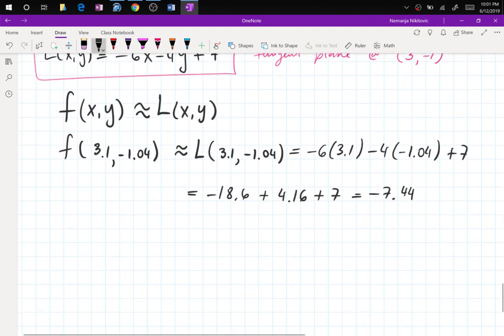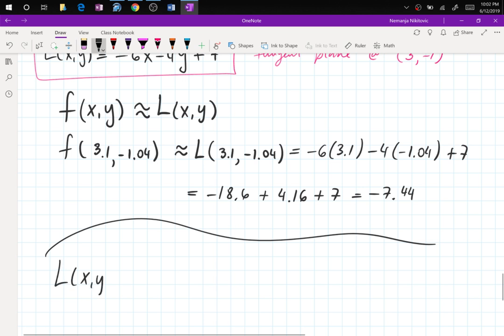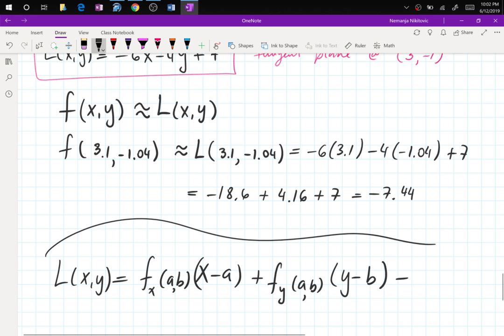The full notation for the formula is L of x, y equals the partial derivative of x computed at a, b, times x minus a, plus the partial derivative of y computed at this easy point, right? Because the goal is to compute at that easy point to find the tangent plane. So that's why I'm computing my fx and fy at a and b, which are the easy points.